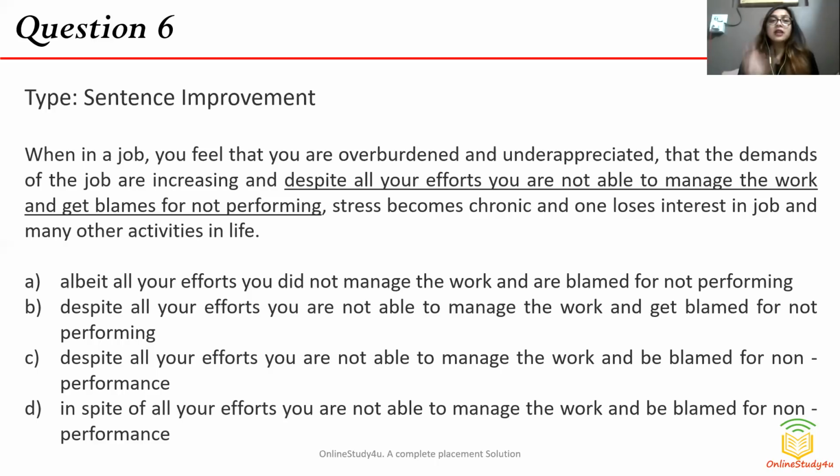So firstly, remember, we are not talking about non-performance, we are talking about not performing. So these are slightly different things. And secondly, get blames was incorrect. That needs to be replaced by get blamed. So if you see an answer option that fits correctly, taking care of all these elements, it's going to be answer option B, that despite all your efforts, you're not able to manage work and you get blamed for not performing. Not performing once or twice is very different from being a non-performing person, right? So non-performance in general will not be something that we stick to. So C and D is anyway gone.